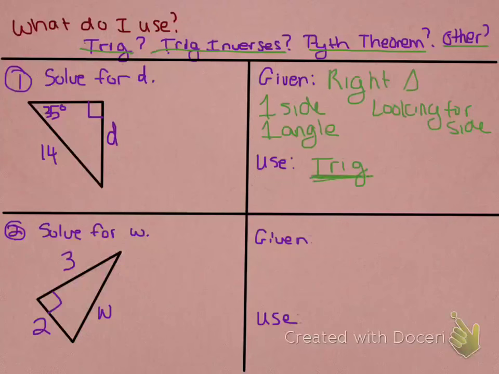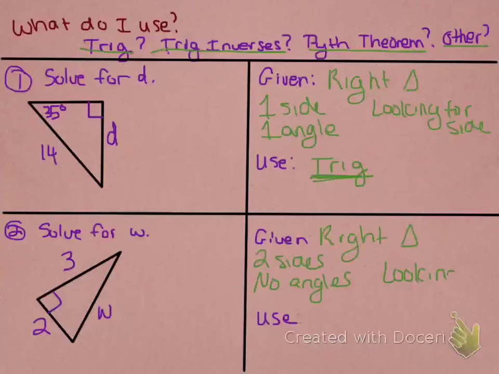Okay, for number 2, let's look at what we're given. This is a right triangle. I always try to look at that first. If it's a right triangle, I know what my options are for the most part. I'm given two side lengths. I'm not given any angles except the right angle, and all that told me was that it was a right triangle, so I'm going to say no angles. And I'm looking for a side.